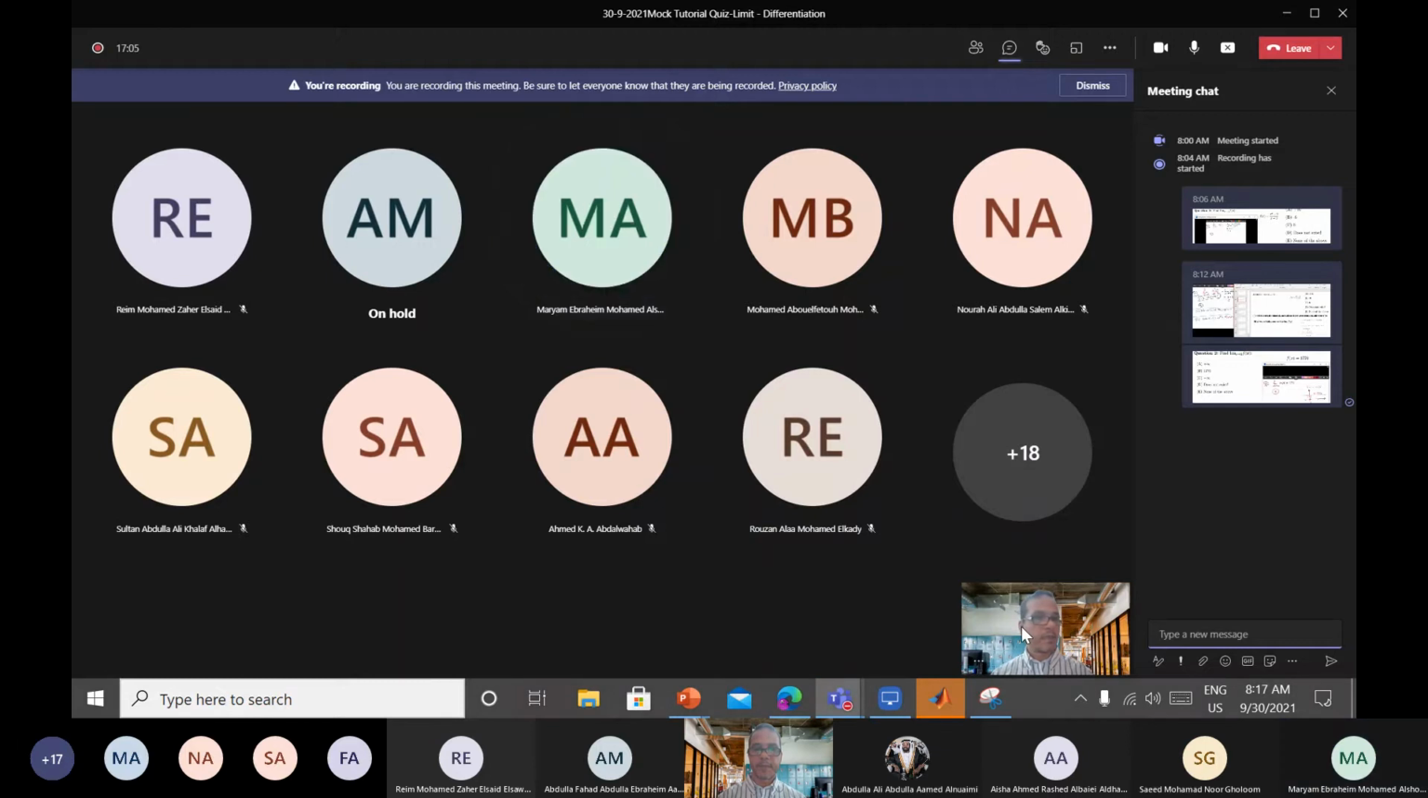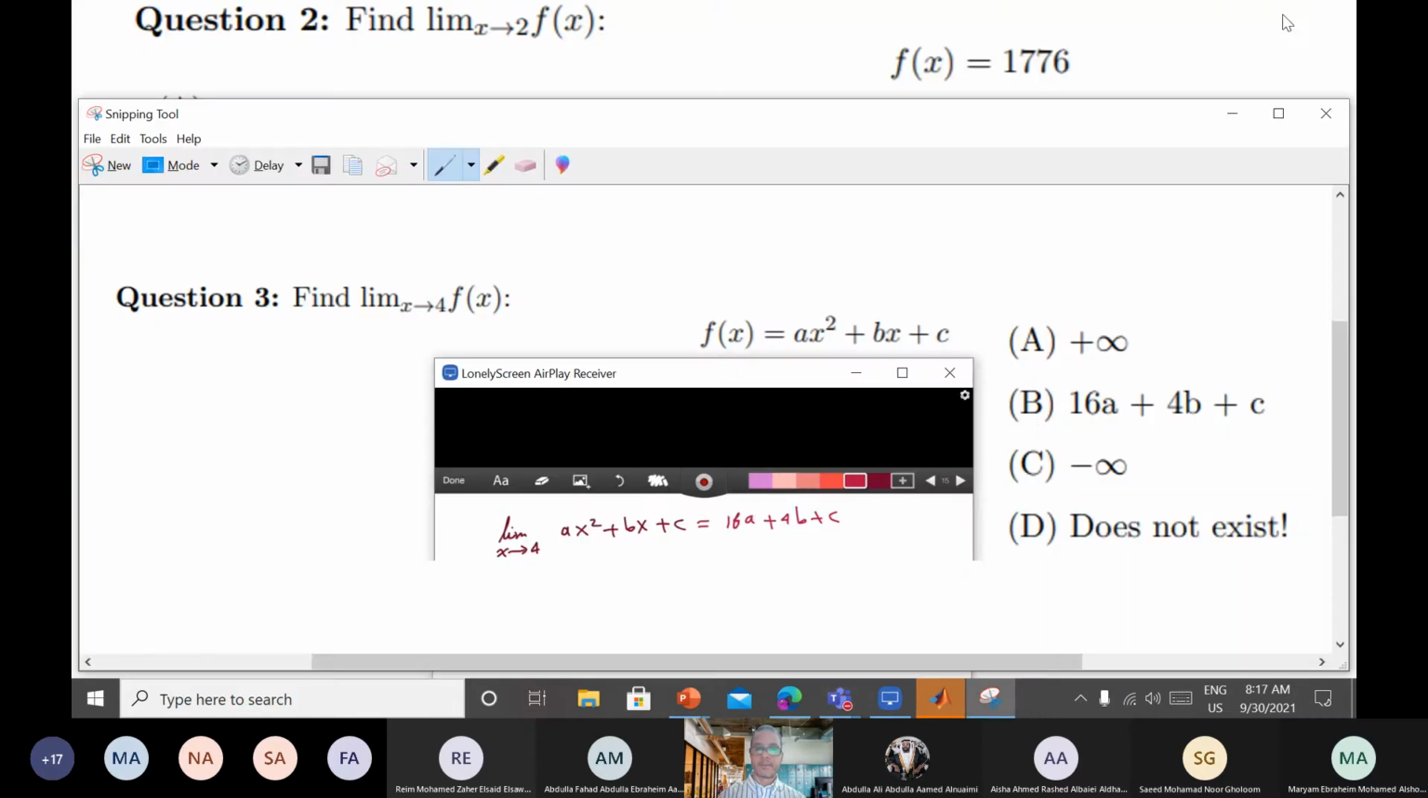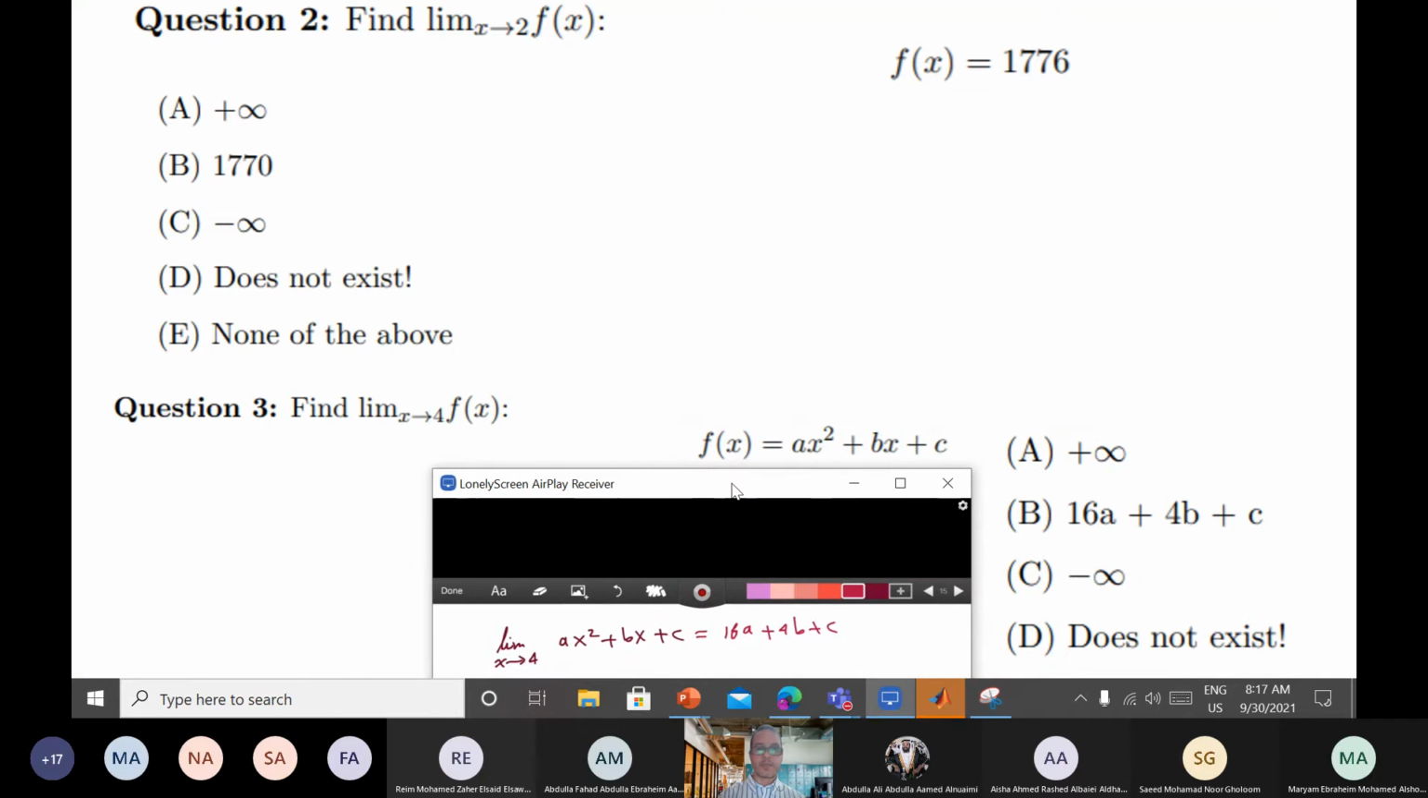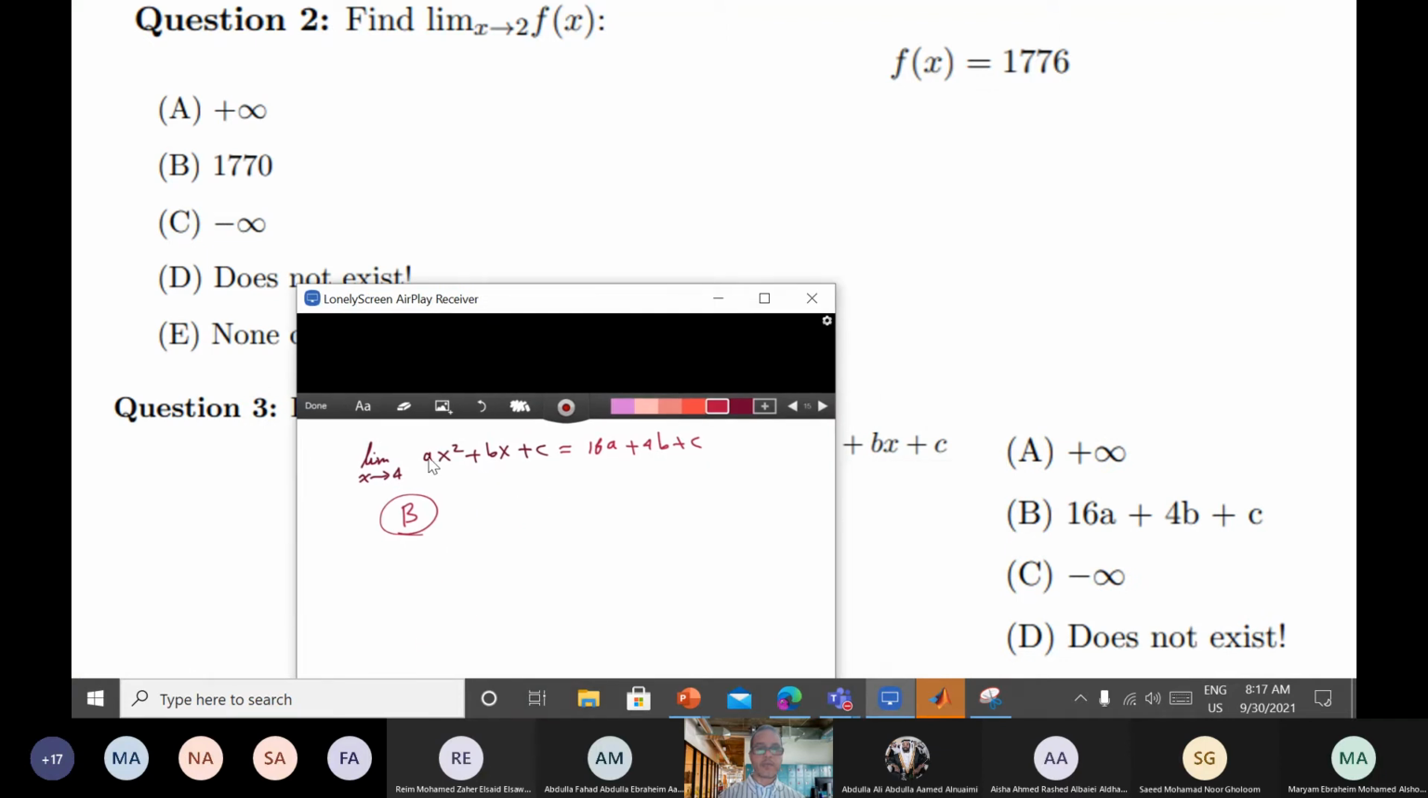So you substitute by x equal to 4. You just substitute by x equal to 4. So you have 4 squared is 16. X is 4, so 4 times b is 4b plus c. Okay.